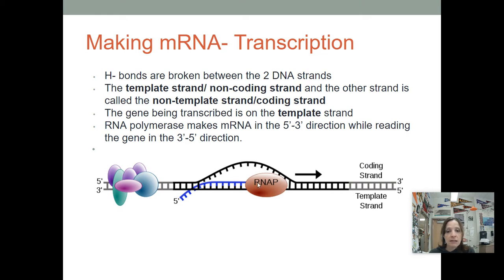So this right here is RNA polymerase. Notice that DNA polymerase makes DNA and RNA polymerase makes RNA. And it also, if you notice, goes from the 5 to the 3. Okay, so 5 to 3 is how it's synthesized, just like DNA polymerase. And so if it's making it in the 5 to 3, that means it's actually reading the gene in the 3 to 5. I know, it's confusing.